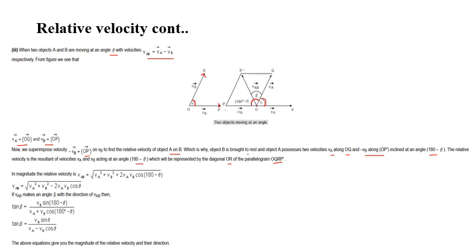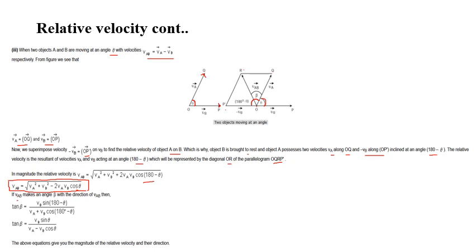Then in magnitude, what is VAB equal to? I think you may have studied this formula in trigonometry. Square root of VA squared plus VB squared plus 2 VA VB cos 180 minus theta. So what is cos 180 minus theta? It is minus cos theta. This is your magnitude, and it is very important for your numericals. VAB equal to square root of VA squared plus VB squared minus 2 VA VB cos theta.